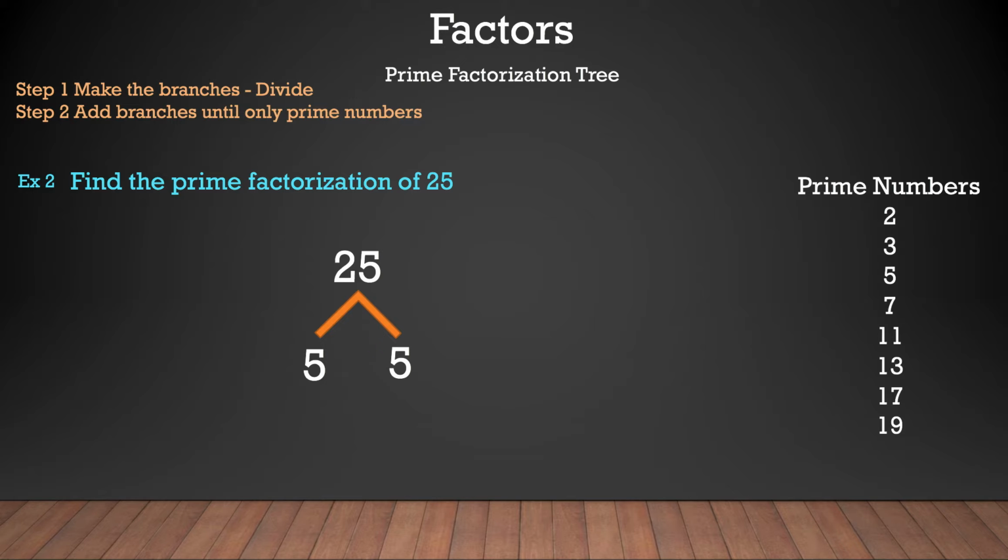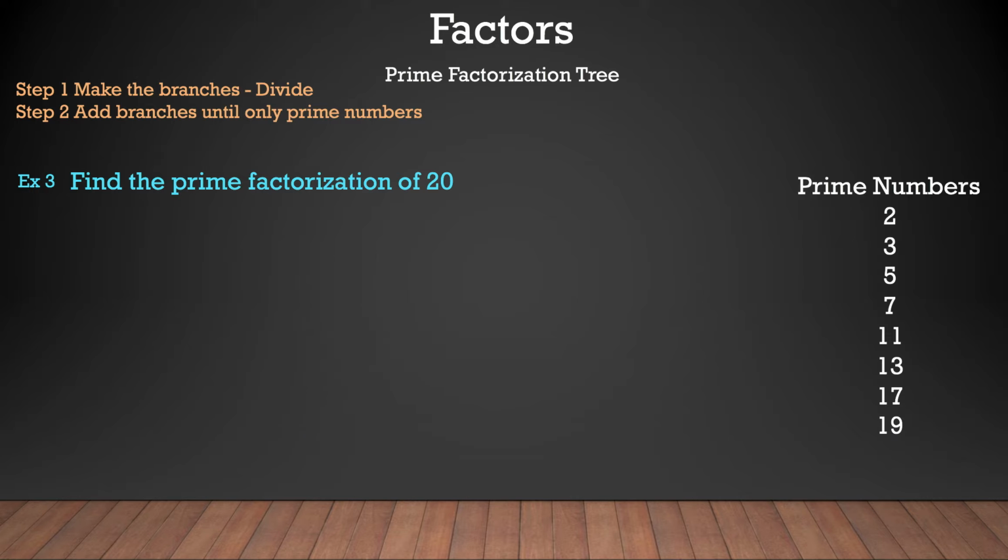So now we're going to go ahead and circle the prime numbers. Both are 5, and we know 5 is a prime number. So we get to circle both of them. Since both are circled, we are done with this question. And all we have to do is just write the prime factorization, which is 5 times 5. And that is your answer.